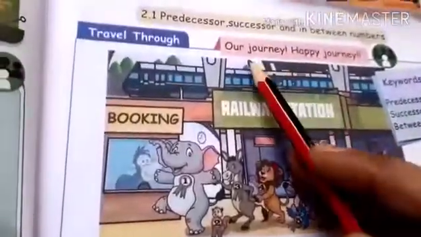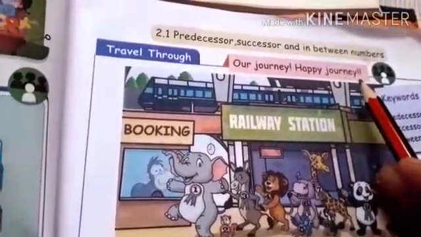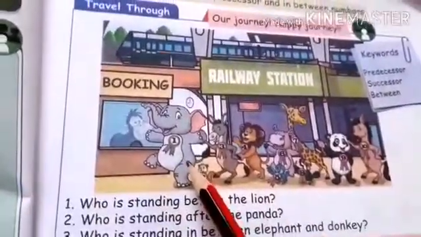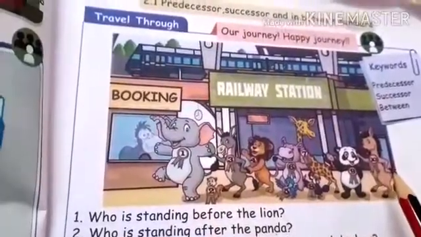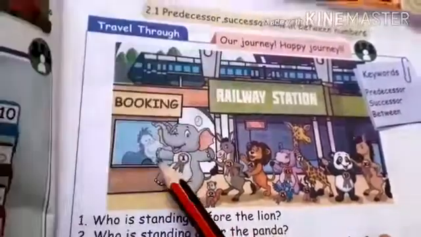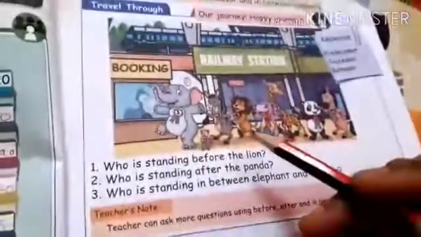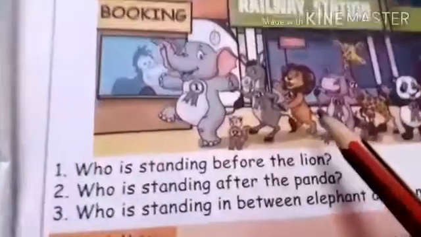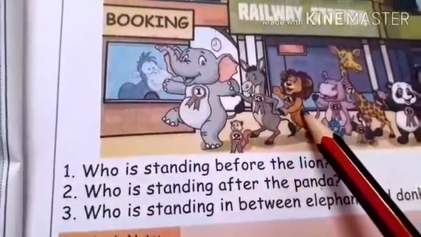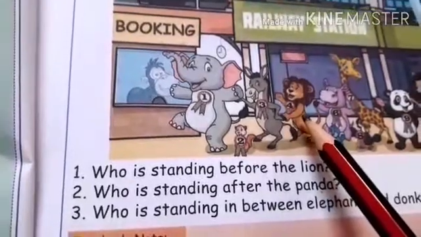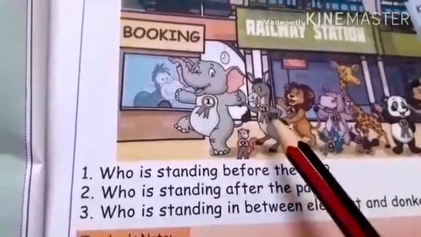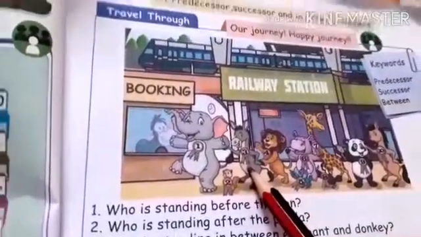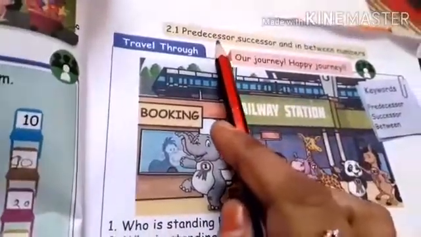So come, let us see. So our journey, happy journey, railway station. So here see, many animals are standing in line for booking the tickets. Let us see who is standing before the lion. So see where it is. The lion is standing at the 4th place. So before the lion means donkey. Oh, donkey is standing before the lion. So before means predecessor. Okay.